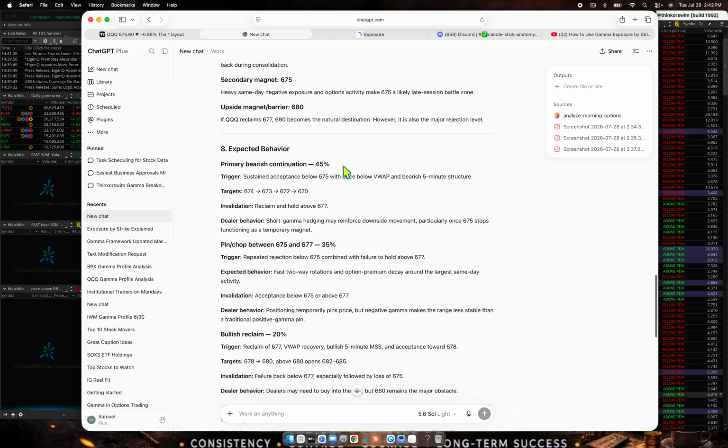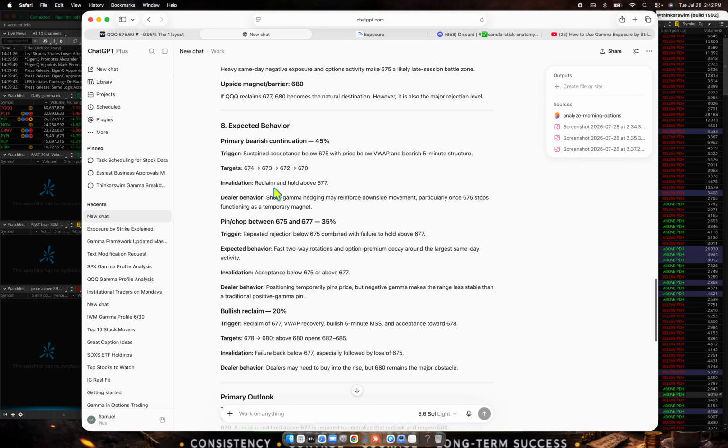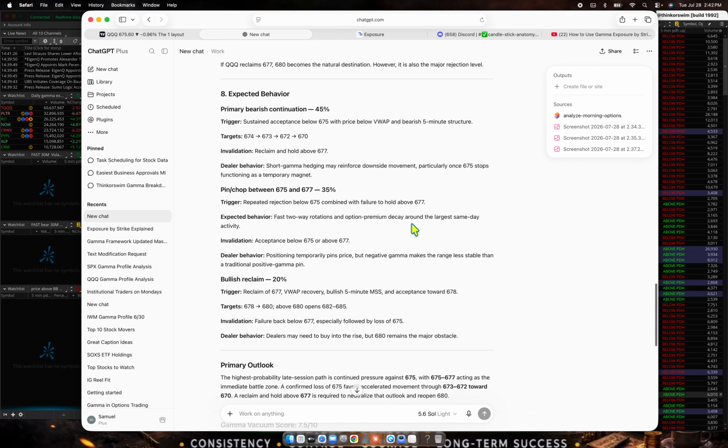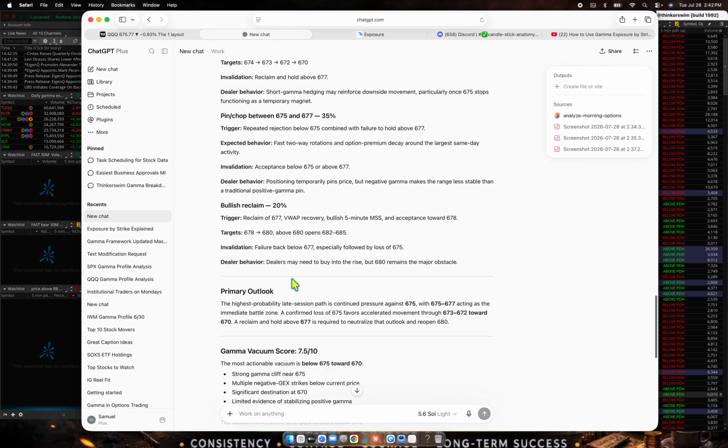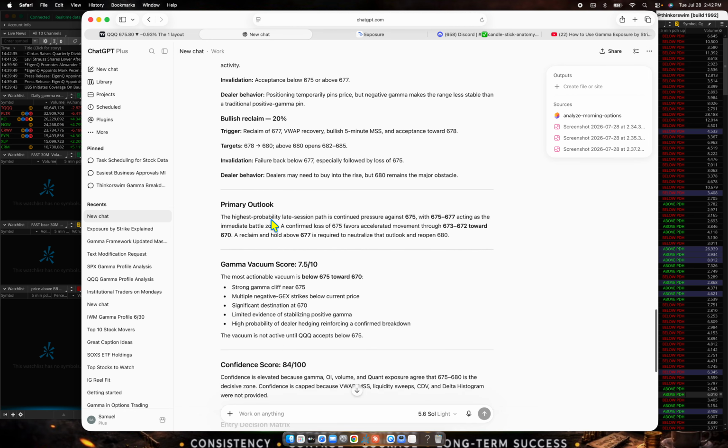Expected behavior with a percentage gauge, to give you an idea of what you should be looking for, what targets you should also be looking for, right? An invalidation, reclaim and hold above area. It will give you another situation for pinning and chop with 35% here, right? Bullish reclaim with 20% here. It will give you a primary outlook, right?